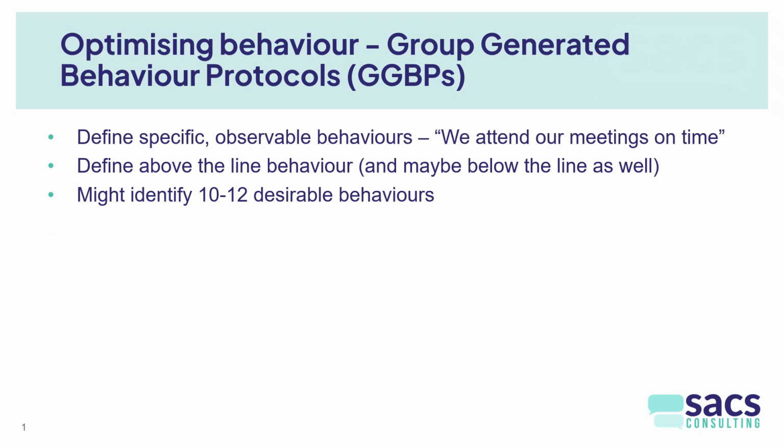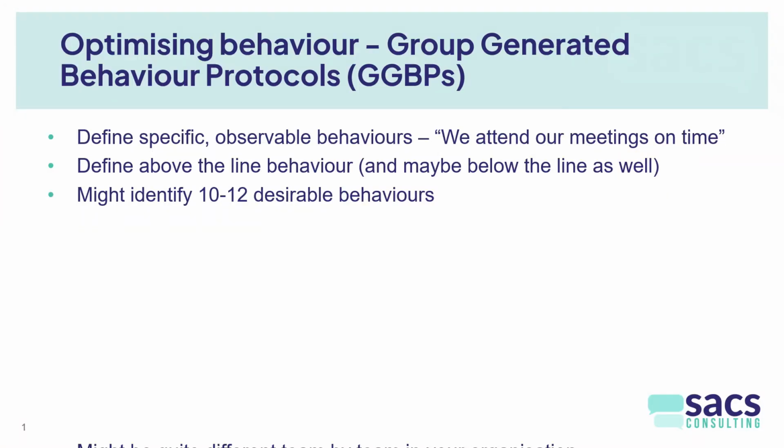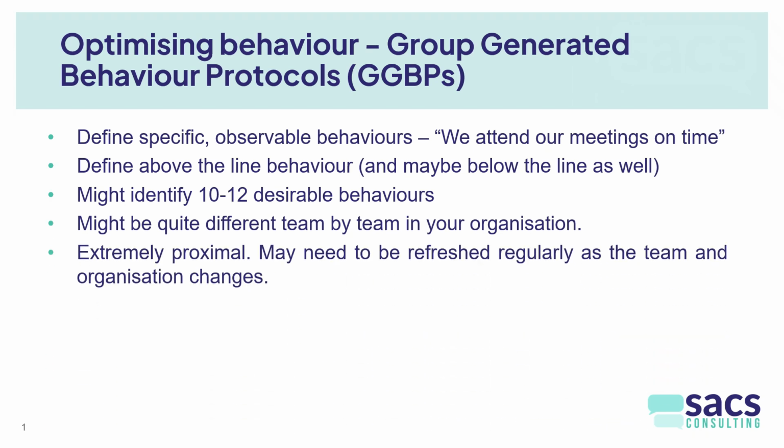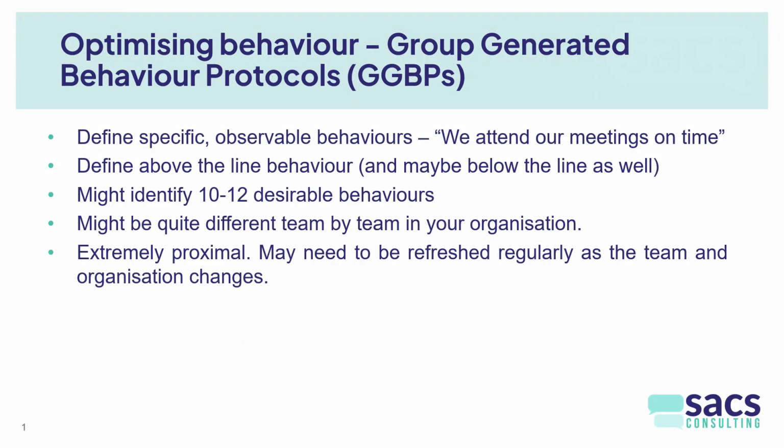This might end up with defining 10 to 12 desirable behaviours. I mean, we've done this multiple times for different organisations, and sometimes you'll end up with 7, sometimes you'll end up with 13, but it seems 10 to 12 is a relatively common number that a group of, let's say, 15 to 20 people might come up with. As we said earlier, they might be quite different team by team in your organisation, and this is extremely proximal. Now, proximal just means it's close to the employees, whereas mission, vision, value statements tend to be very distal. They're kind of conceptual. Group-generated behaviour protocols can be refreshed regularly as the team and the organisation changes.